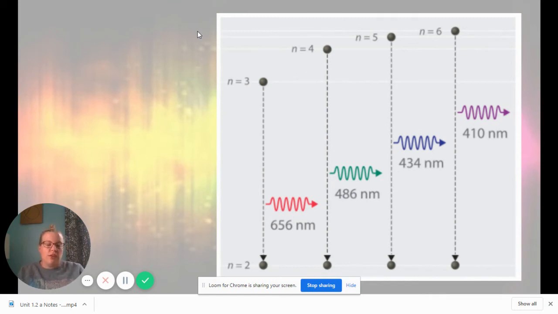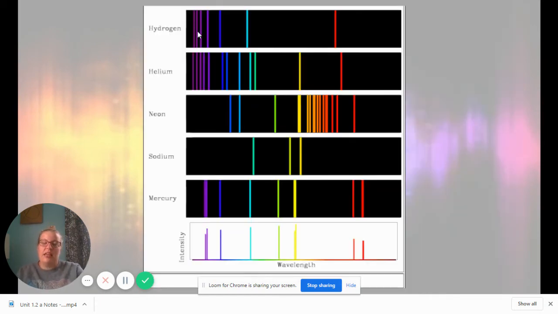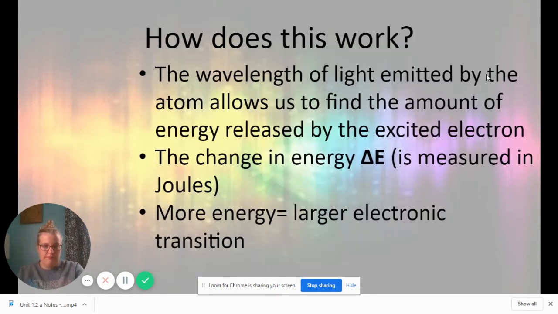So every colored line that you see here in these spectra is actually an individual transition that is happening. This one here, red, yellow, all of these transitions for helium, those are different electron jumps and falls that are happening. Okay? Hopefully that makes sense to you.